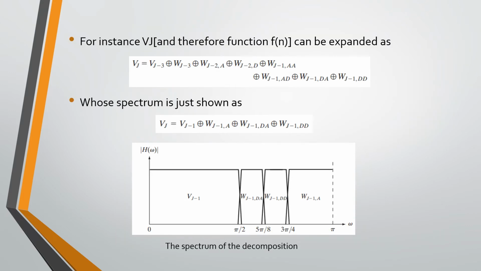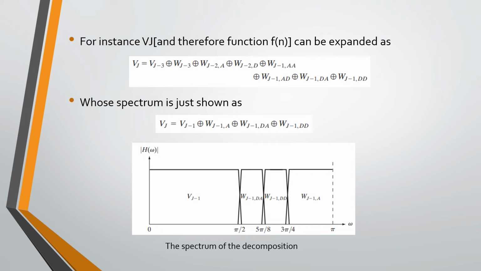For instance, V_j can be expanded as V_j equal to V_{j-3}, W_{j-3}, W_{j-2,a}, W_{j-2,d}, W_{j-1,a}, W_{j-1,ad}, W_{j-1,da}, W_{j,dd}, whose spectrum is shown as the decomposition of the wavelet packets.